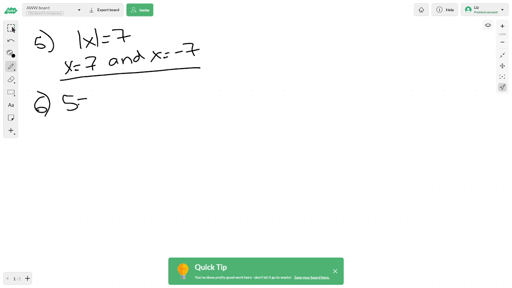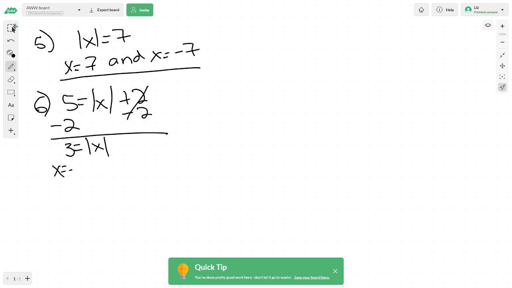Number 6. 5 equals the absolute value of x plus 2. So first I need to isolate my absolute value. Since 2 is being added, I need to subtract it. So now I get 3 equals the absolute value of x. So now I do what I did up here. X equals negative 3, or x equals 3. Number 6 is done.